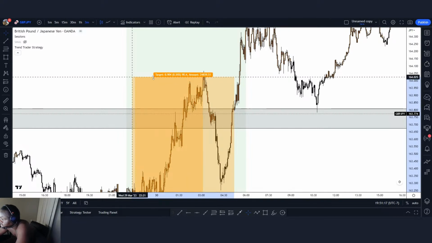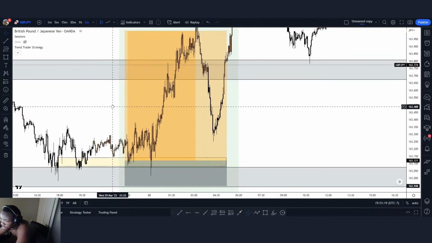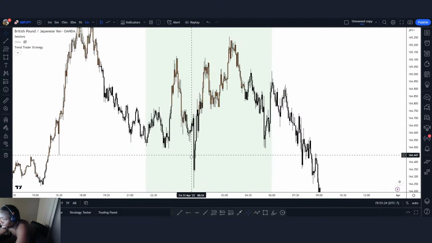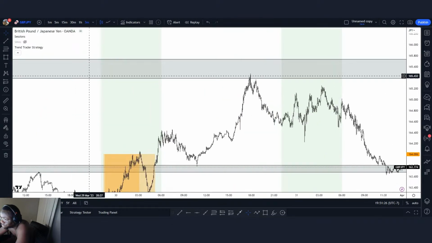After we target 164, that's it. We're done. So the overall target is a 1 to 5. Go on to the next day. Next day, we're looking for the same thing pretty much.